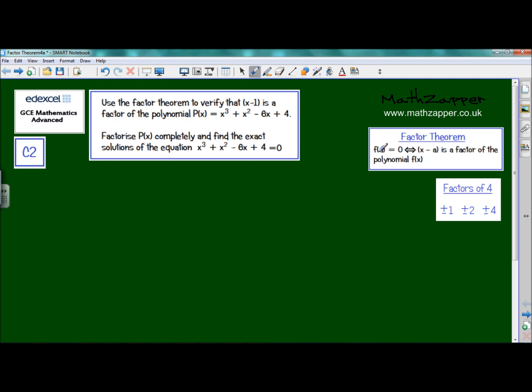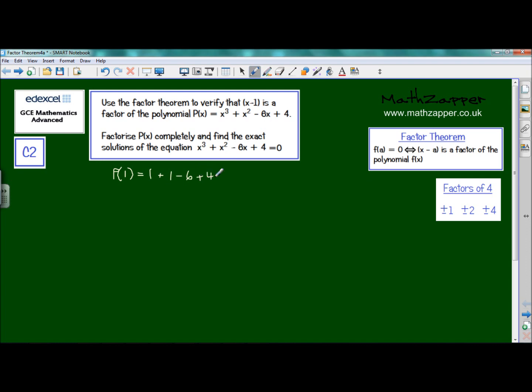So therefore, we have to try p of, we're given that x minus 1 is the factor, so just simply p of 1. Not p of minus 1, p of 1. Okay, so we're going to sub 1 in. Wherever there's an x, we'll sub 1 in for it. So this is equal to 1 cubed, which is 1, plus 1 squared, which is 1, minus 6 times 1, which is minus 6, plus 4.